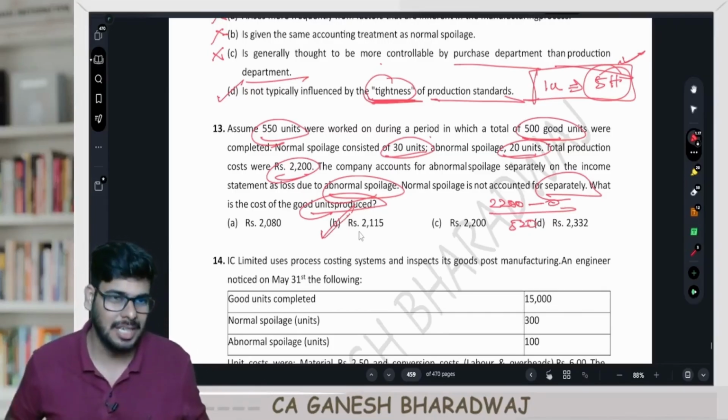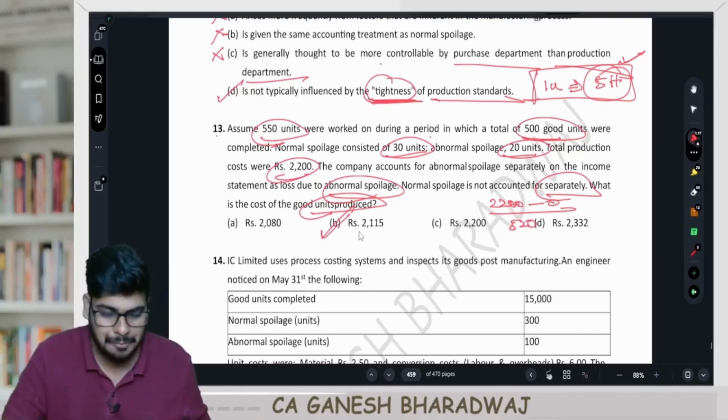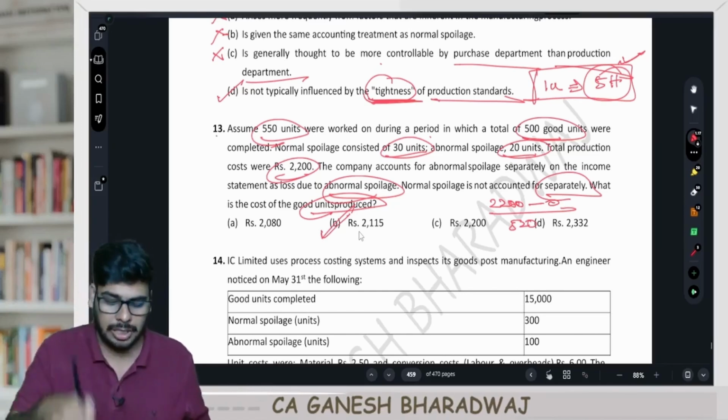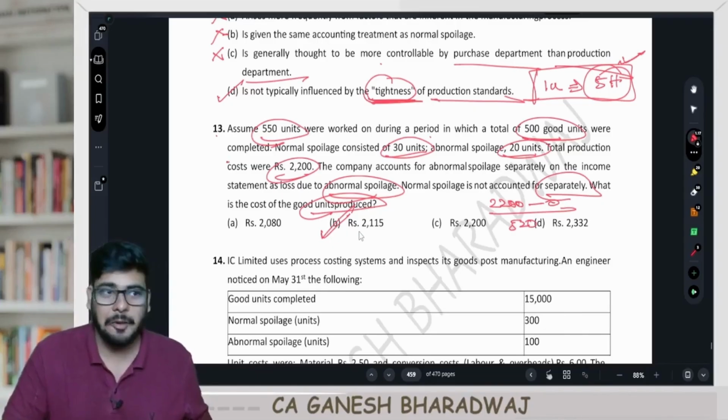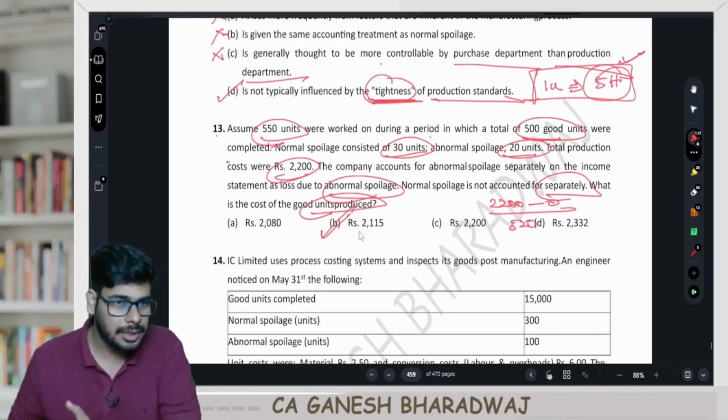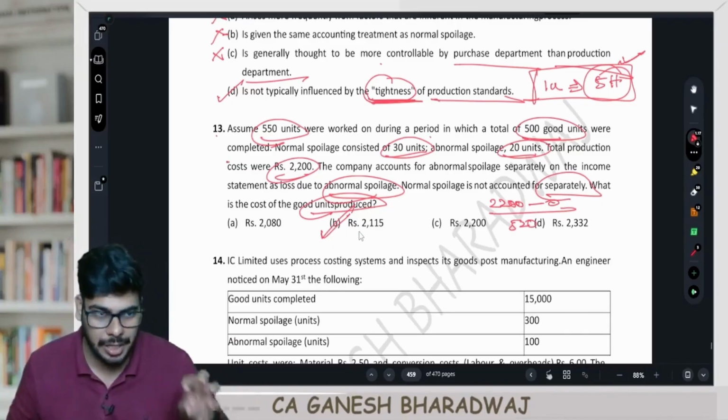Treatment of losses. If I directly do process costing, you will not be able to answer this. Now this is all I've picked from the study material only. You yourself tell me it is there in the study material, but treatment of losses is not separately there. Then how will you be able to do it? That's why we did it in that sequence.